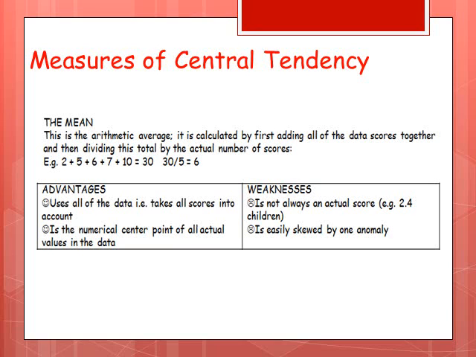However, it's not always an actual score. Sometimes you end up with a number that doesn't make sense. So 2.4 children. It's impossible to have 2.4 children, so it's not a number that is useful. And it's easily skewed by one anomalous number.